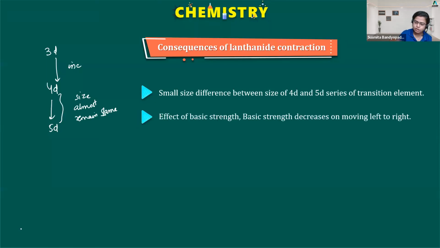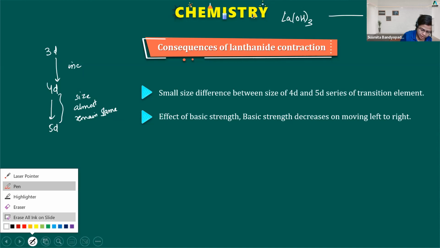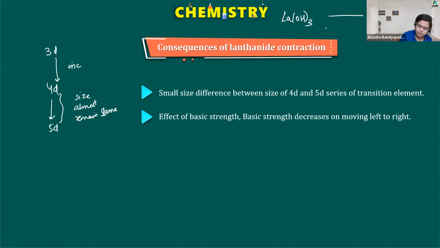Basic strength: think of lanthanum hydroxide and lutetium hydroxide. I'm sorry. The most common oxidation number of lanthanides is +3. So I correct myself: it's La3+, which is large, and Lu3+, which is quite small, much smaller. That's what we discussed in the lanthanide contraction.